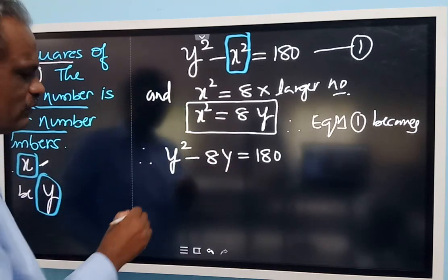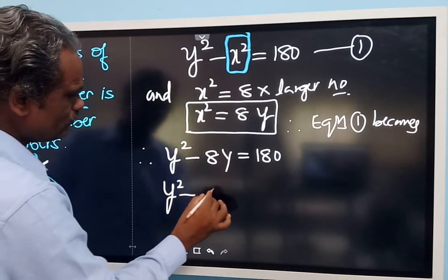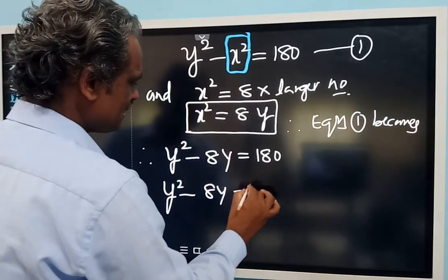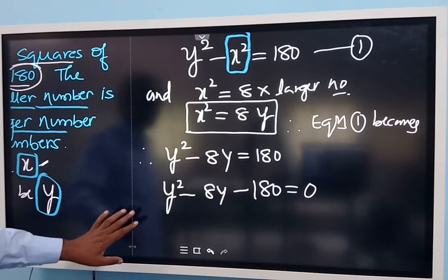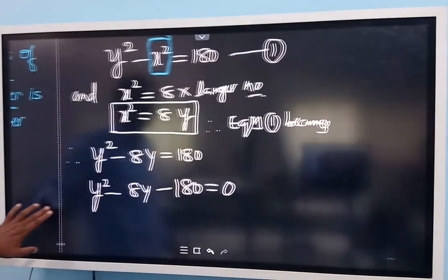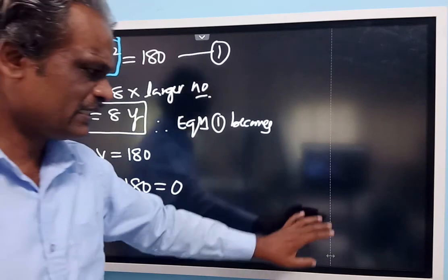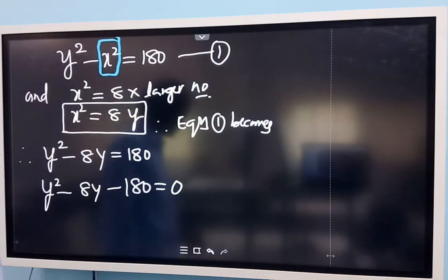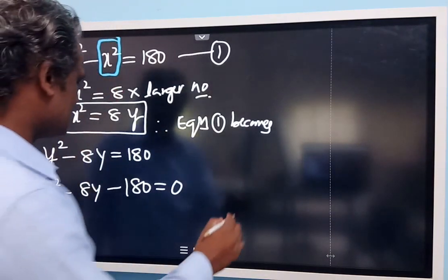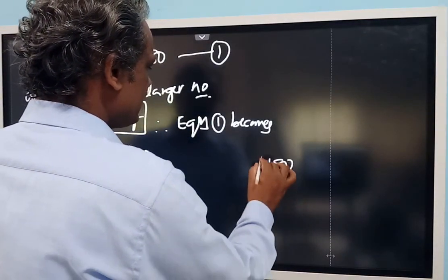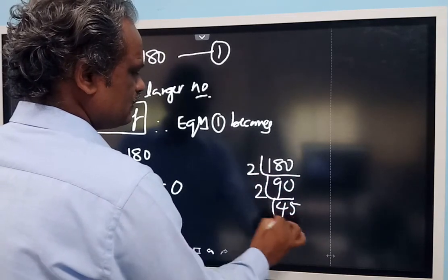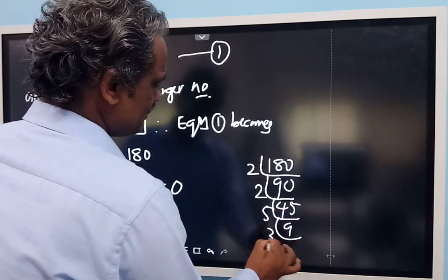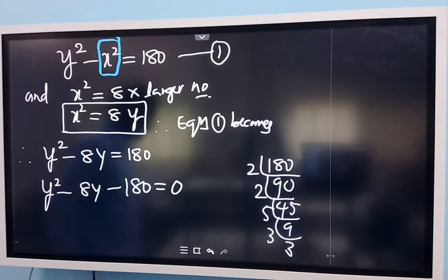Now we got the quadratic equation. y square minus 8y, transfer to the left side, minus 180 is equal to 0. We need to solve this quadratic equation either by formula or by splitting the middle term. What are the factors of this one? 180, you see now. Find out all possible factors of 180.